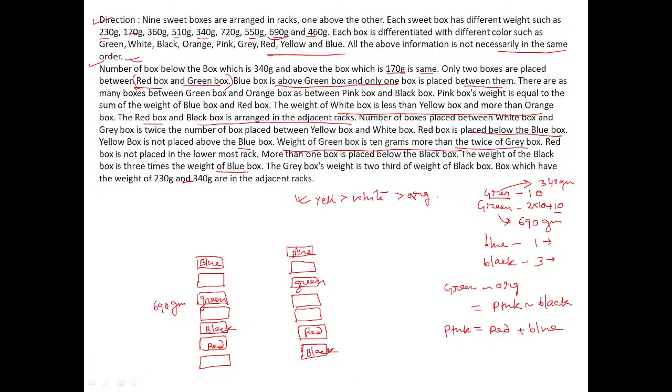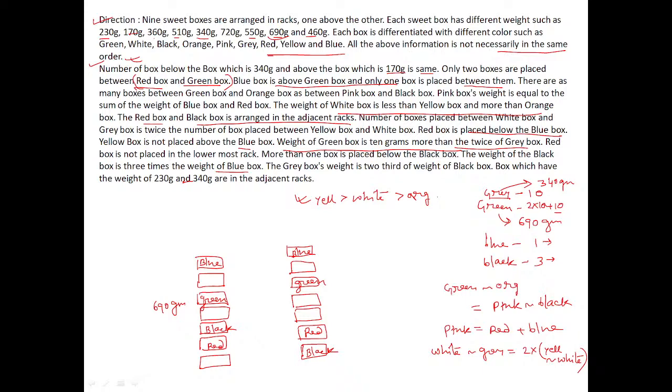The number of boxes placed between white and grey box, okay, this is again a relation-based statement: the boxes between white box and grey box are twice the number of boxes between yellow and white. Right? Red box is placed below blue box. This is done. Yellow box is not placed above blue box, so yellow is below blue. Weight of the green box is okay. This is also done.